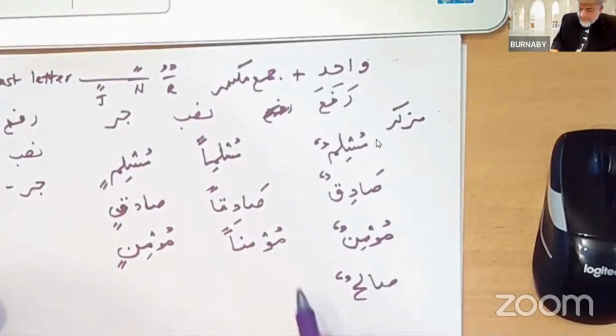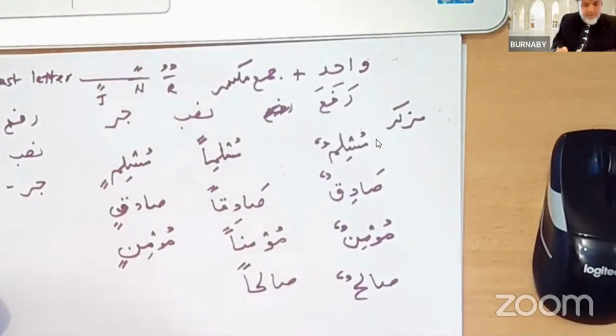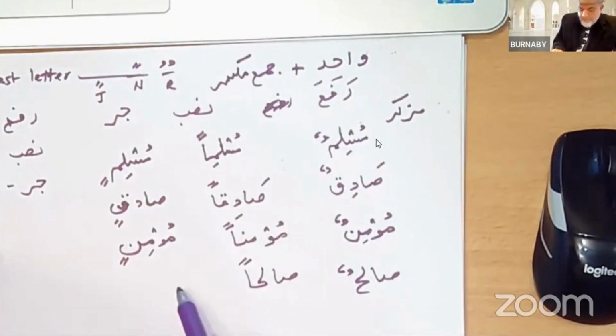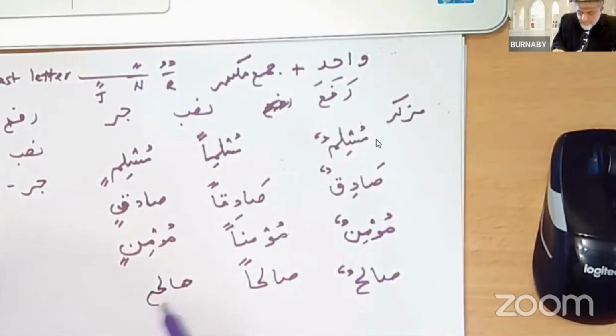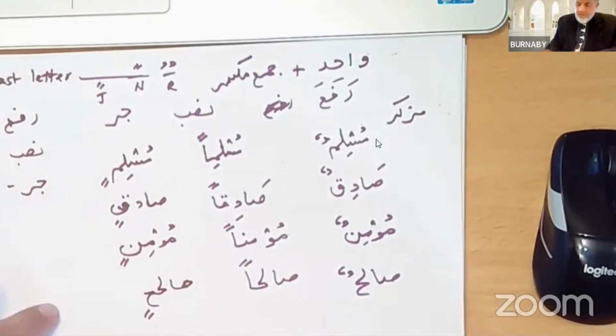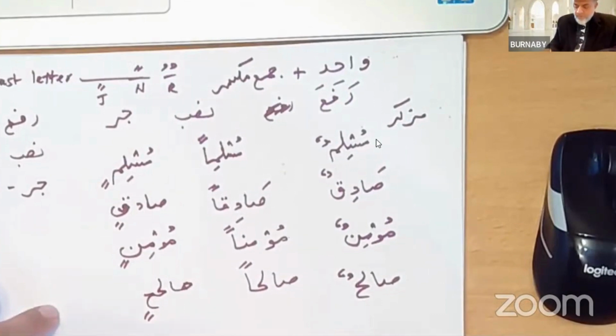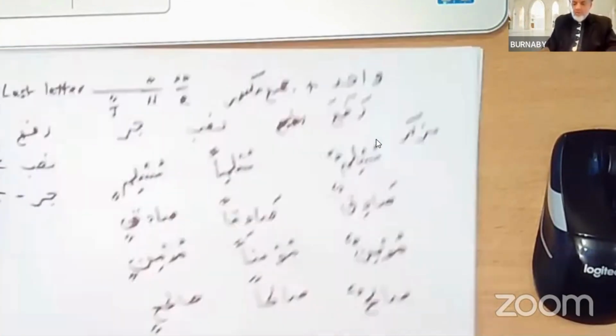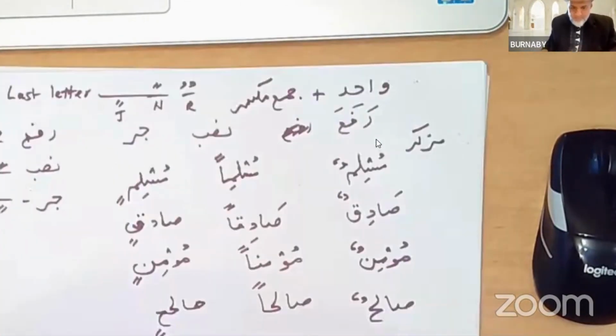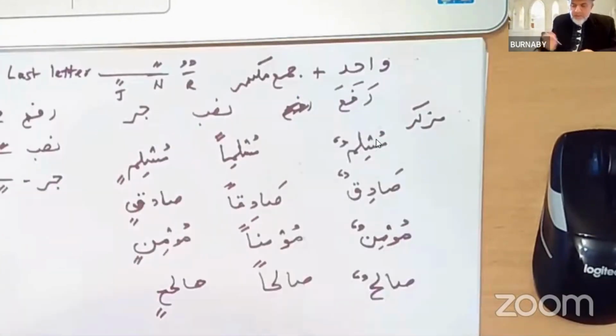What will be the Nasab? Salihan. Yes. What is the Jar? Salihin. Yes. Does everybody agree with that? Okay, good. So you see the rule for Wahid is simple. Exactly. No issues, as long as you know.